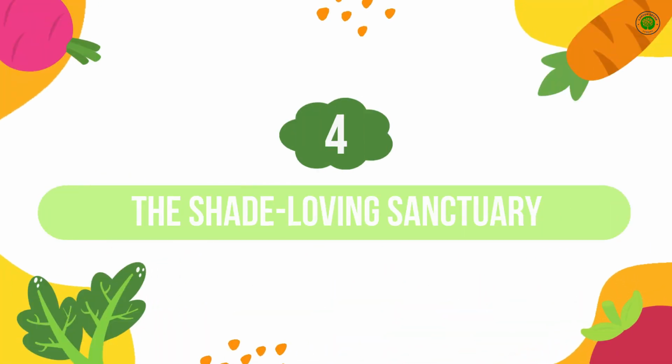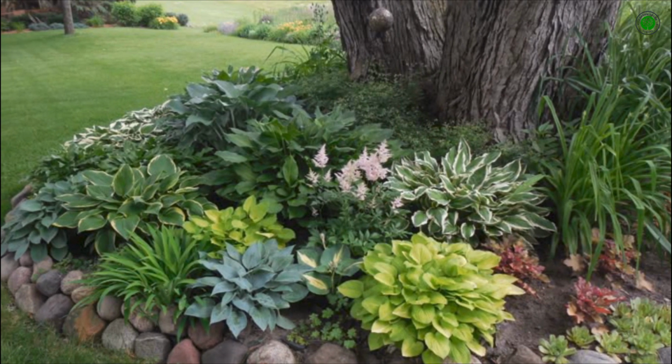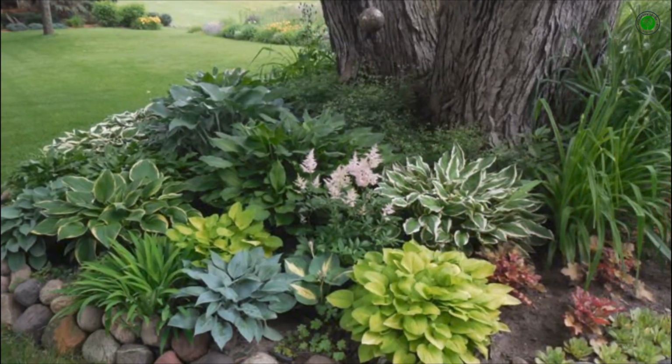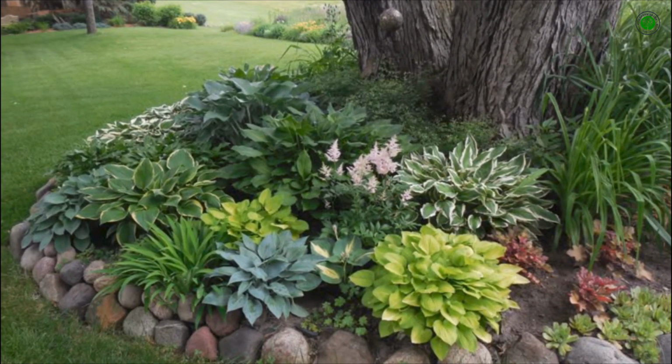4. The shade-loving sanctuary. Design a tranquil retreat with shade-loving plants like astilbe, begonias, and impatiens in a variety of colors. Add a small bench or a decorative garden stool to create a peaceful spot to enjoy the garden.